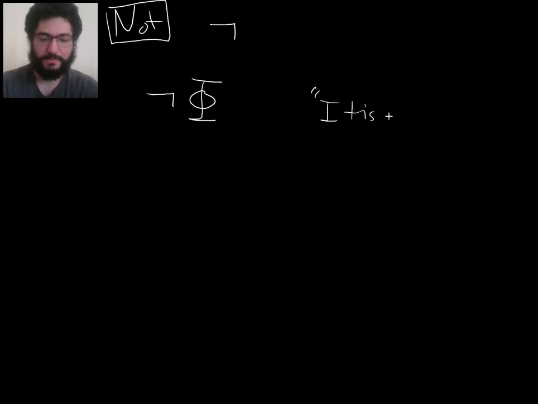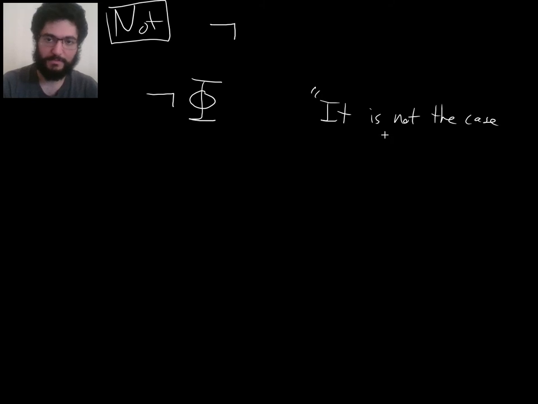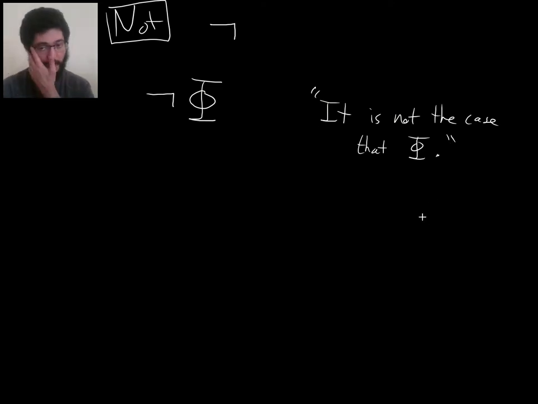So if phi is a proposition, then this says it is not the case that phi. And I will often just read this as not phi for short, but that doesn't usually make grammatical sense. That's just a shortening. Really, it should be, it is not the case that phi.